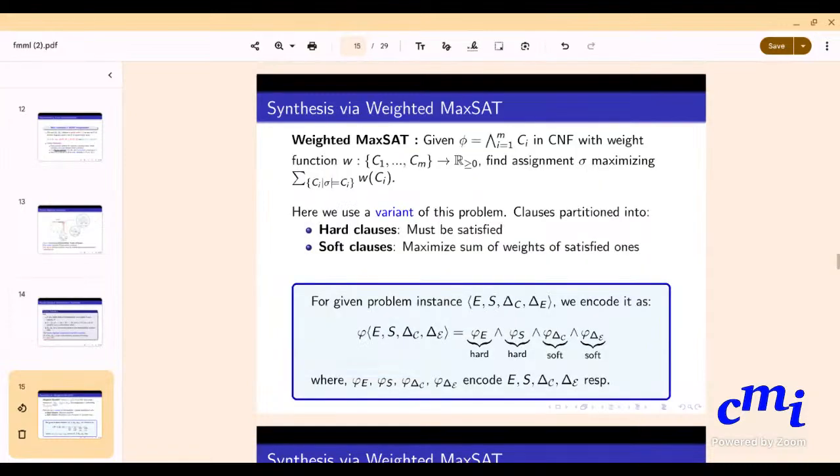Now I want to see how to solve this synthesis problem via weighted MaxSAT. First, I define what I mean by the weighted MaxSAT problem: given a formula in CNF form, which has m clauses, each with weights, we want to find an assignment.